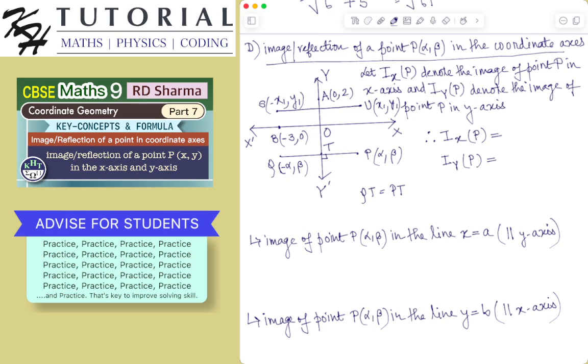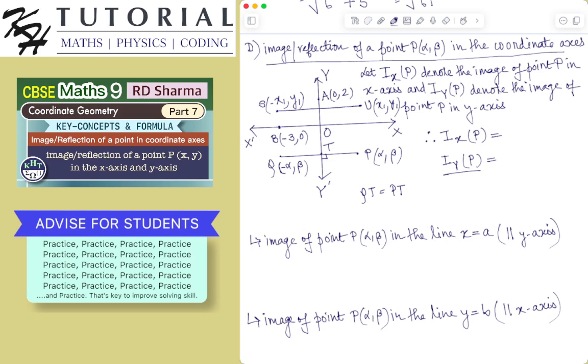Now let's say I'm using some notation. Let's say I subscript x P. I will denote this to mean the image of the point P in the x-axis. Similarly, I subscript y P denotes the image of the point P in the y-axis.